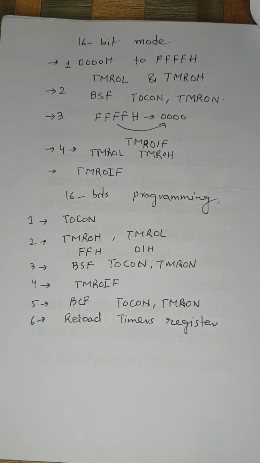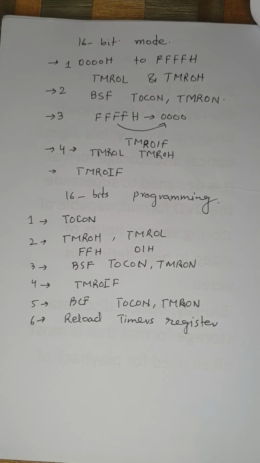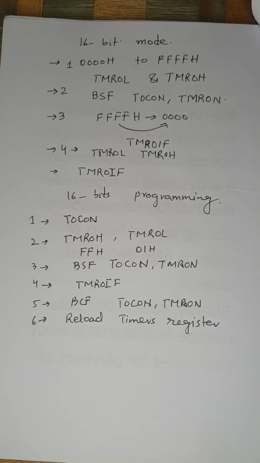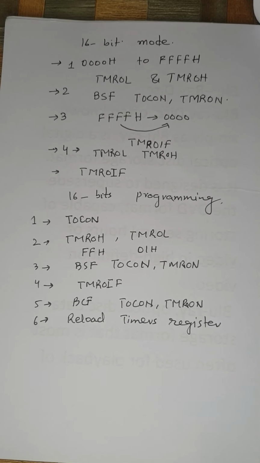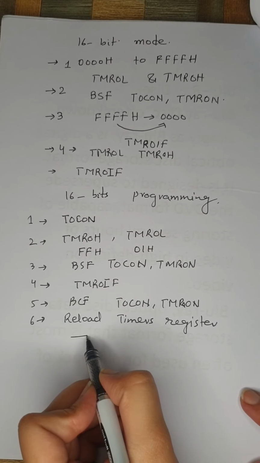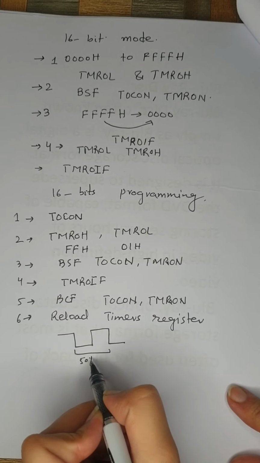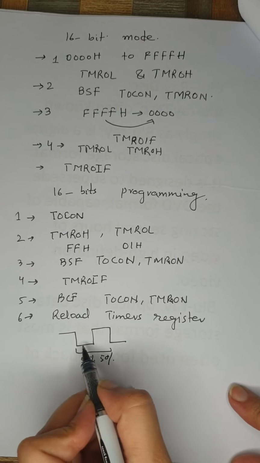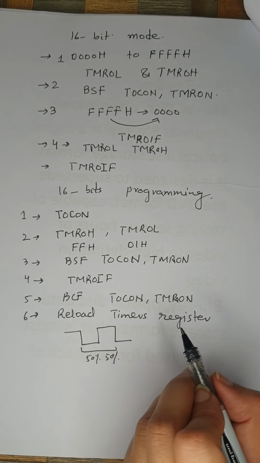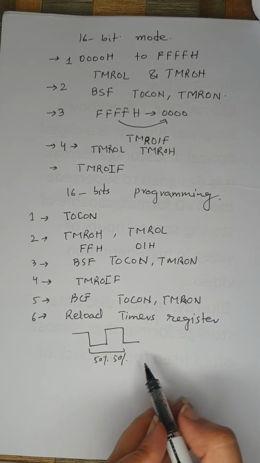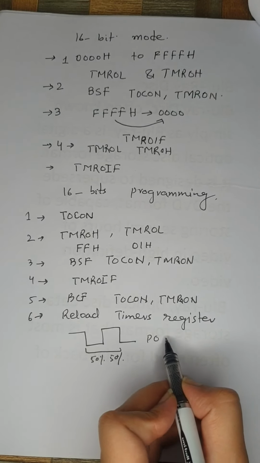All right, so let's do an example in which we will be creating the square waveform of 50% duty cycle, which means equal portions of high and low pulse. This is also 50% and this is also 50%. So for the equal duration, the pulse will be on and off using the timer programming, and this pulse should be generated at the 5th bit of port B.